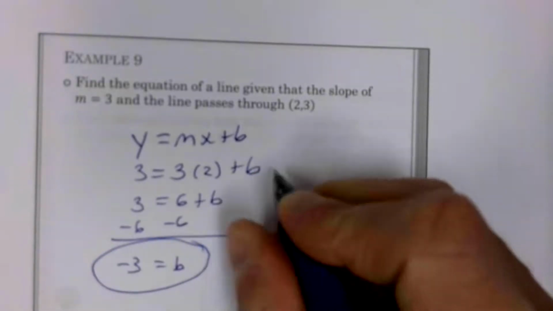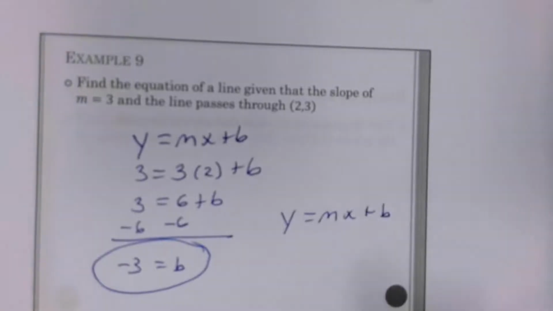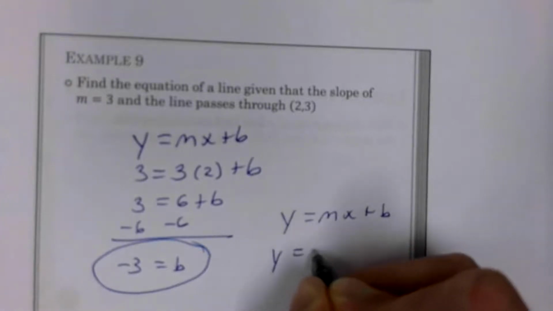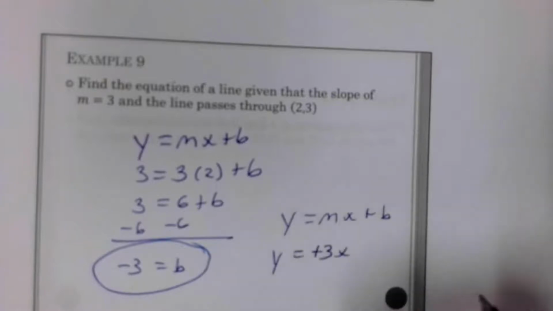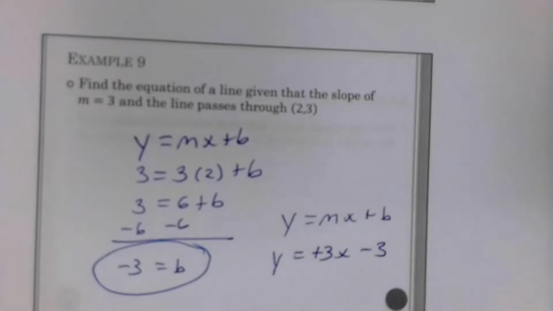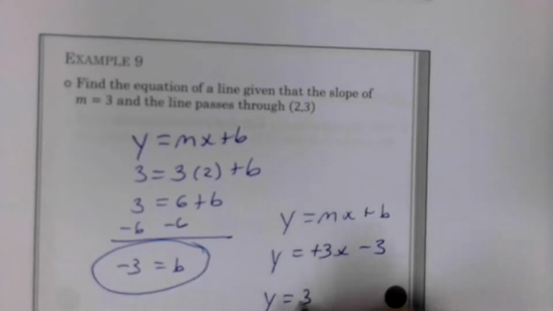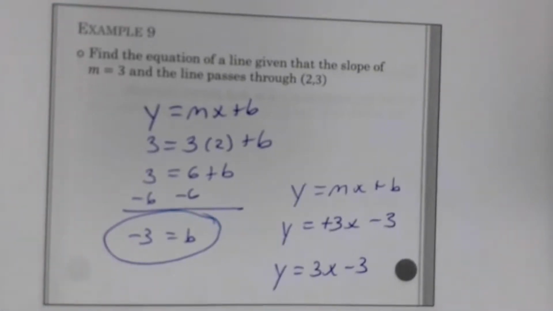And see, now I can go back to the main equation, or slope intercept form, y equals mx plus b. Plug in my slope is negative 3. And actually my slope is positive 3, my bad. And then my intercept is negative 3. So my equation is, I really don't need the plus there. It's probably better to write it as y equals 3x minus 3.